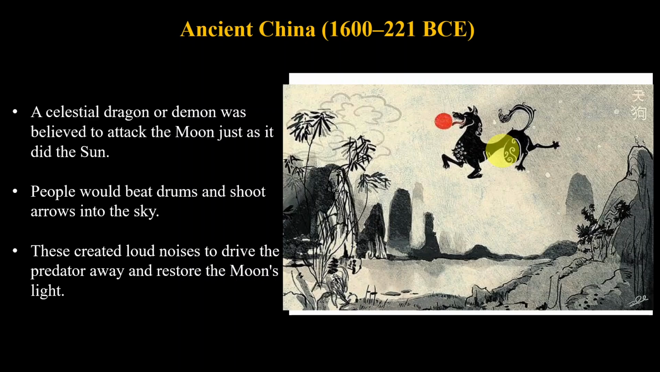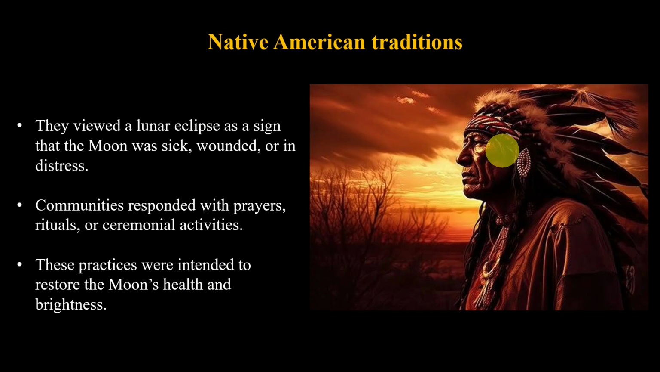So what they do is that they start beating drums, shouting, and shooting arrows into the sky. They create all this noise to drive the predator, the demon, away, and to restore the moon's bright color, to restore the moon's light. That is how they perceive lunar eclipse. It makes a lot of sense to them.